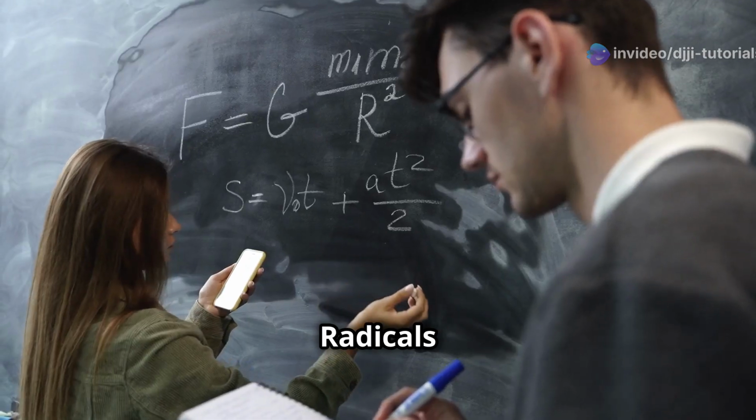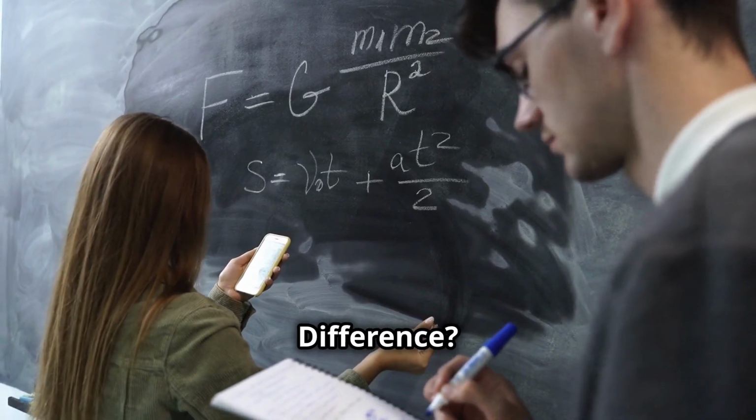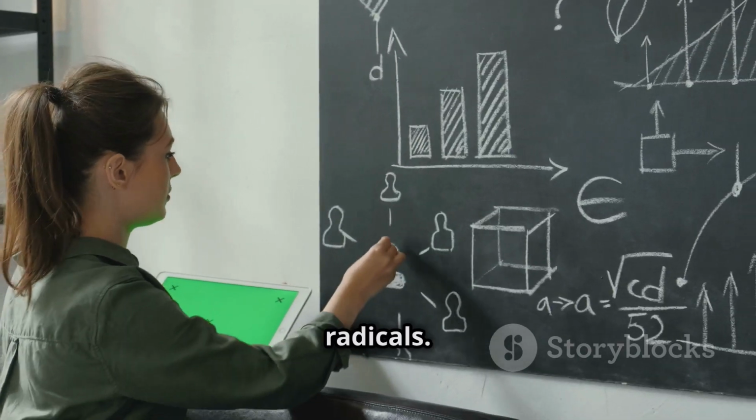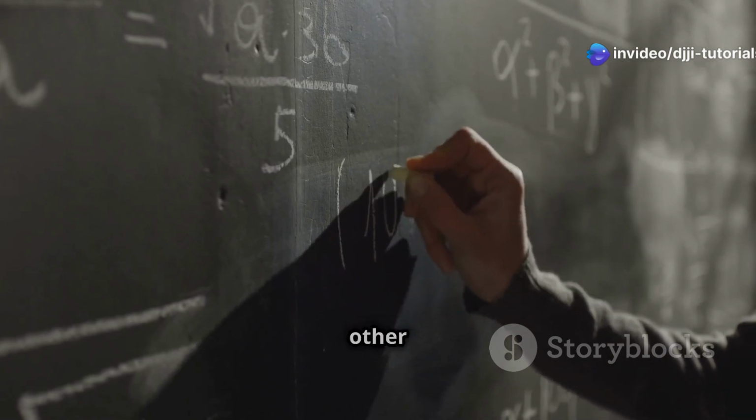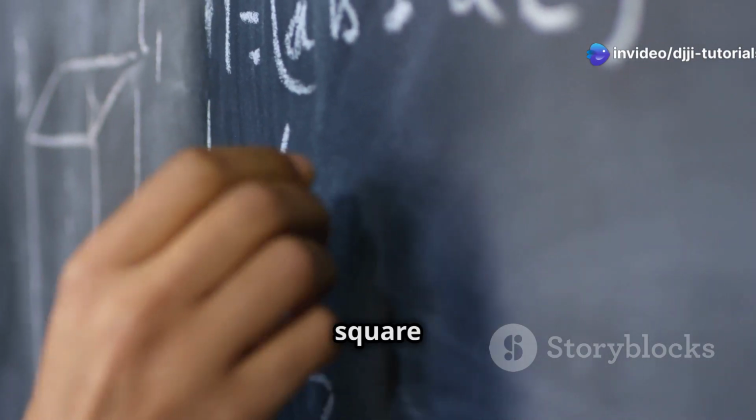Section 2. Like radicals and unlike radicals, what's the difference? Now, let's dive into the world of radicals. A radical is just a fancy way of saying square root, cube root, or any other root. The most common radical is the square root, denoted by the radical symbol. Like terms in algebra have their counterparts in the world of radicals.